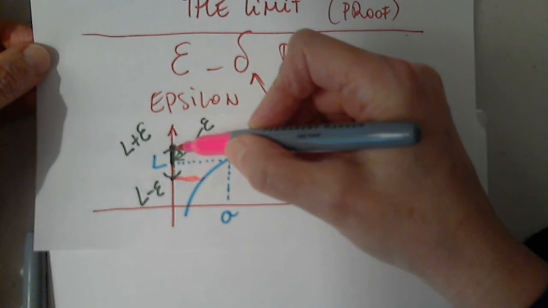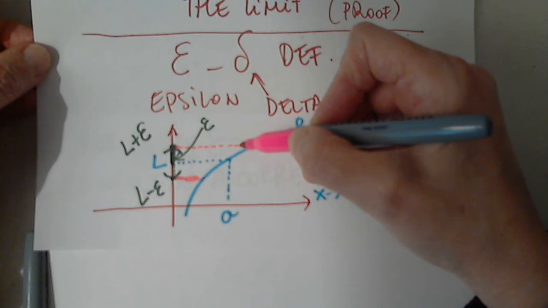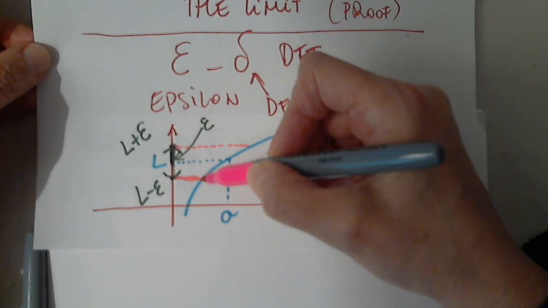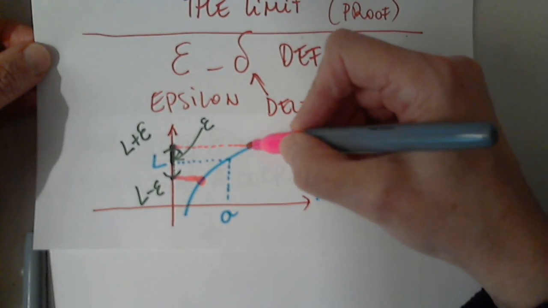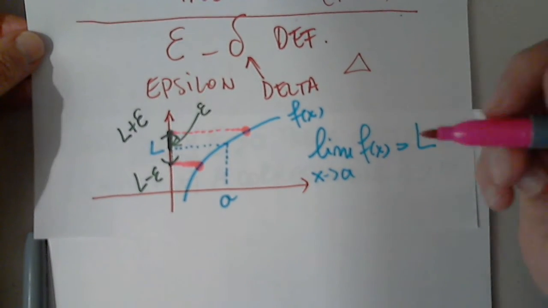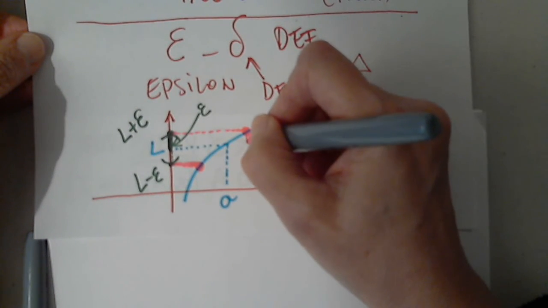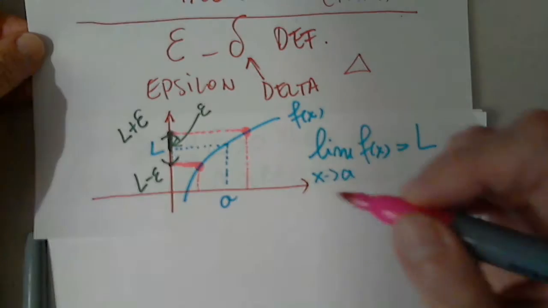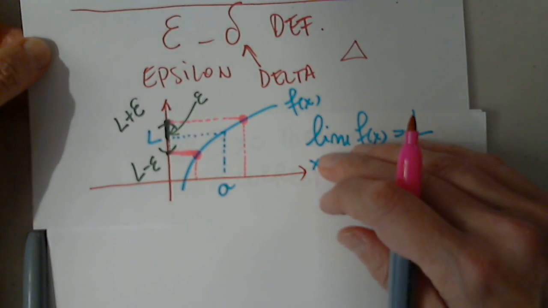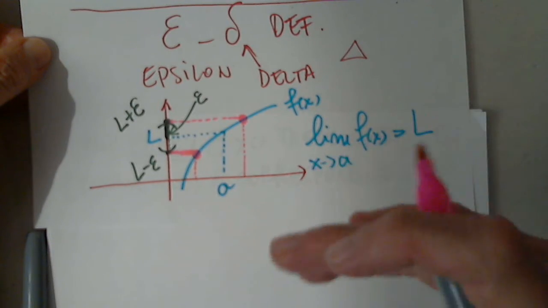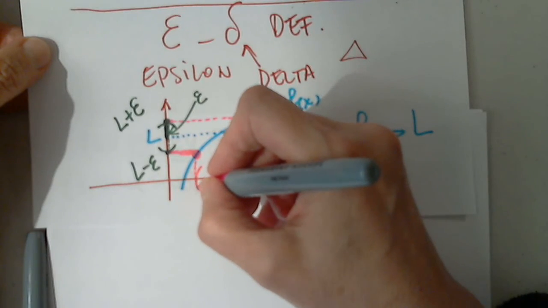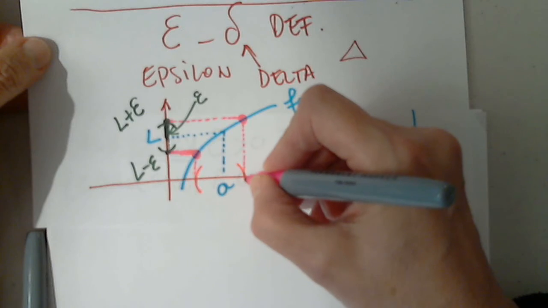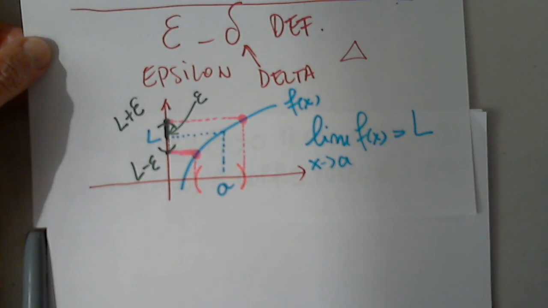I draw a horizontal line. These horizontal lines meet the graph in two different points. From those points, I drop vertically to the x-axis, and I see that there exists now an interval around A.